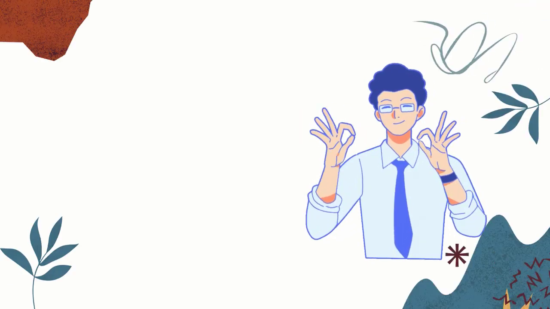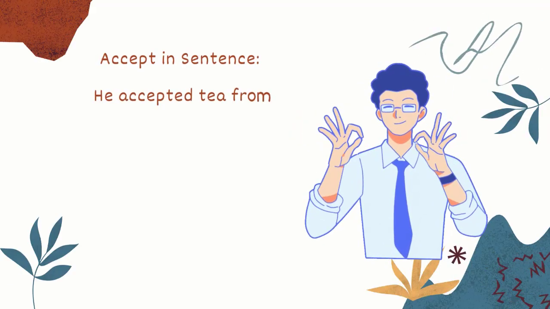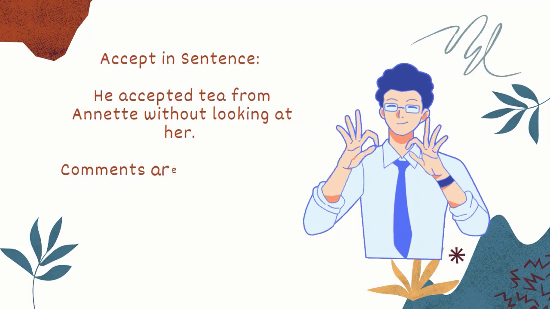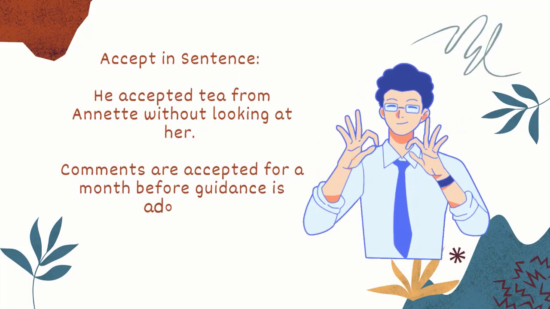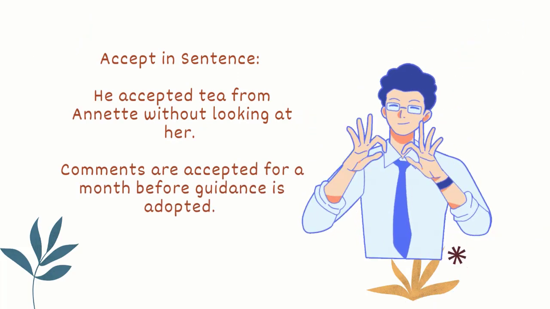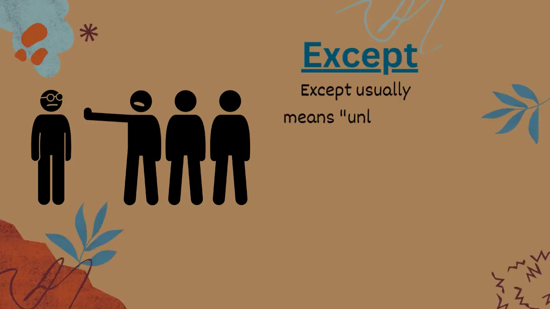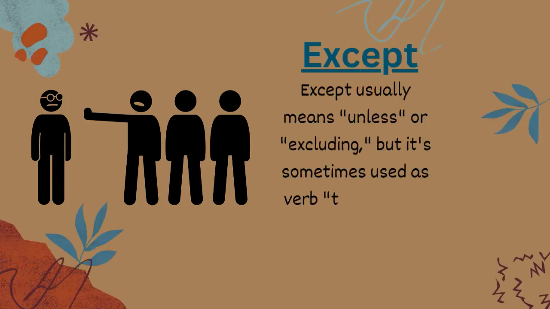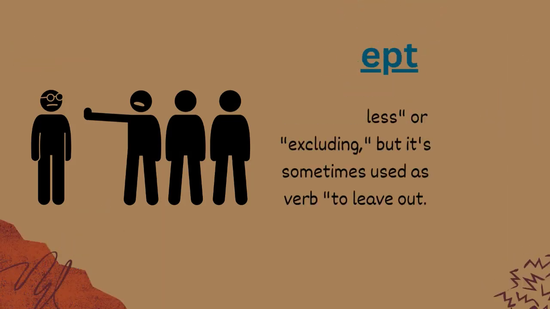Accept in sentence. He accepted tea from Annette without looking at her. Comments are accepted for a month before guidance is adopted. Except usually means unless or excluding, but it's sometimes used as a verb to leave out.